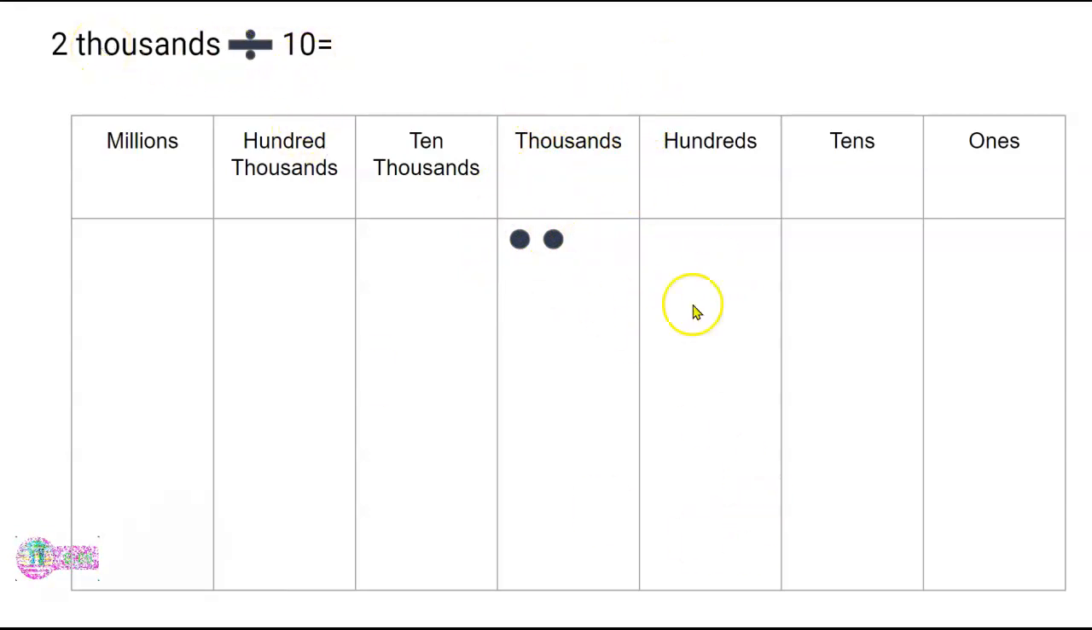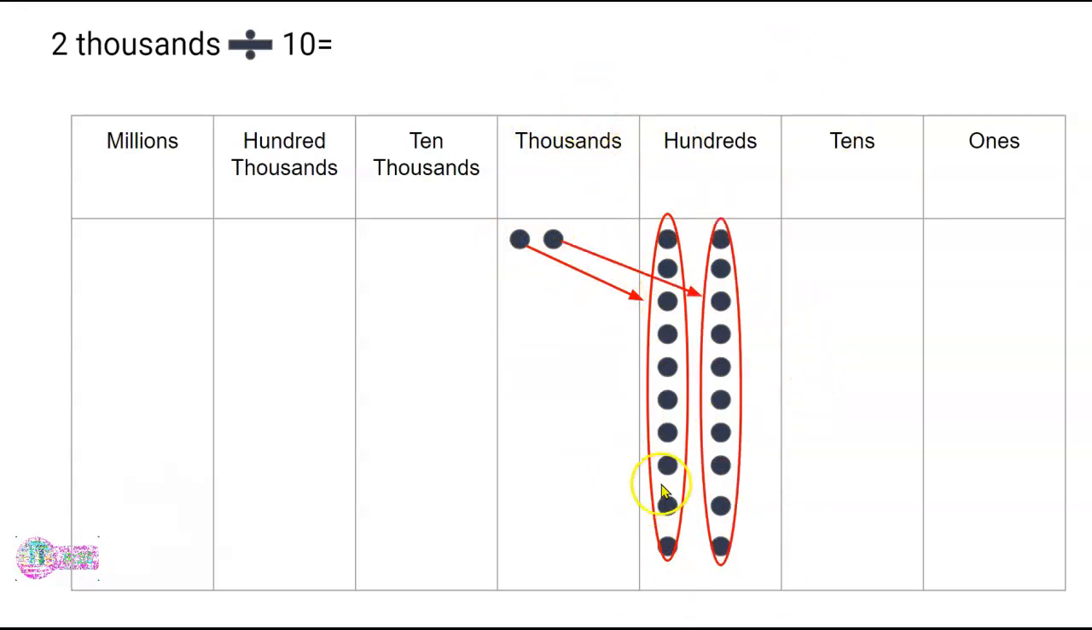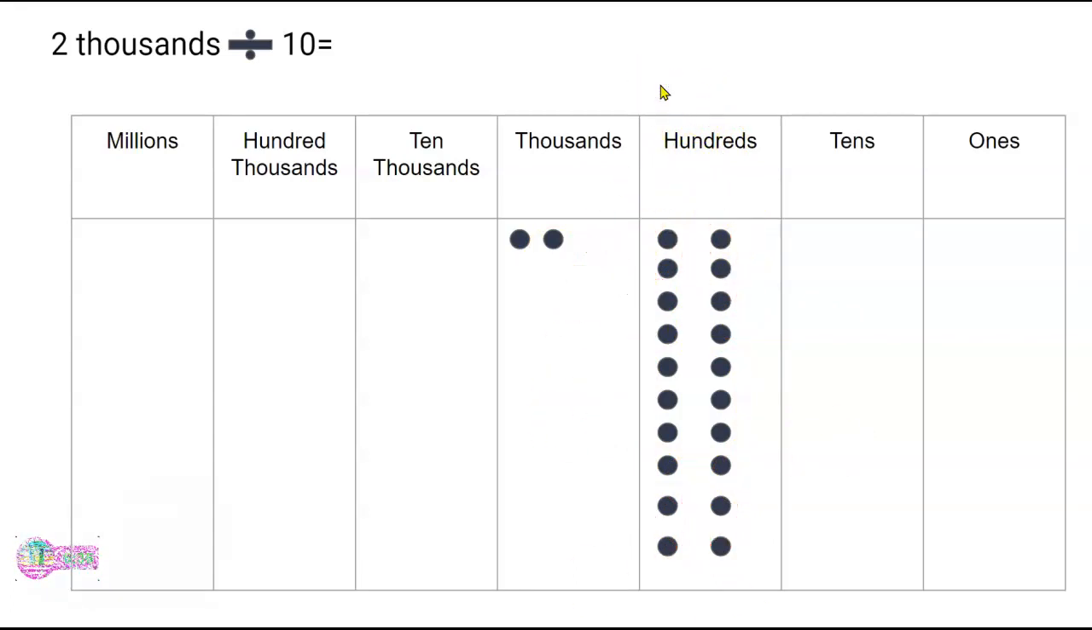So I don't have enough thousands to divide my 2,000 into 10, but what I can do is break my thousands into hundreds. So I'm going to go ahead and take 1,000 and break it into my hundreds place. So I'll have 10 hundreds. I did that to 1,000. Now we have to do it to the other thousand. So my 2,000 has now turned into 20 hundreds. Now I have to go ahead and take my 20 hundreds and divide them by 10.